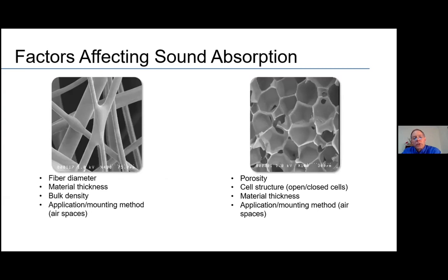So let's take a look, when it comes to applying an acoustic insulation solution to a pipe or piece of equipment in a facility, at some of the characteristics of the materials being used that would affect its sound absorption performance or capability. When you're looking at what would be considered an open cell material, typically a fibrous material, the fiber diameter of the material is critical. The material thickness plays a huge factor.